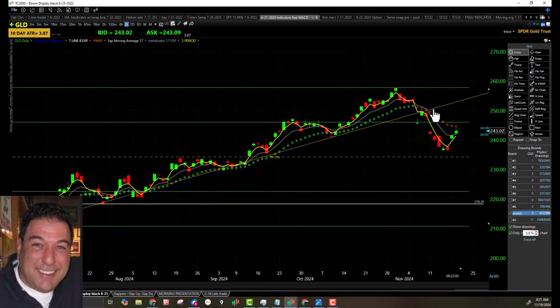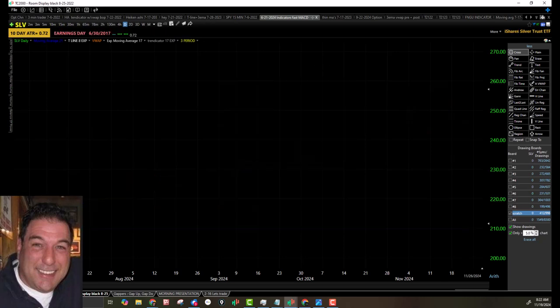Okay, price action underneath a falling 17 EMA, not so good. All right, so gold's still in a downtrend. If they take out this high, they'll be in an uptrend. We'll see what they want to do. There's 2 days up so far. So let's take a look at silver.